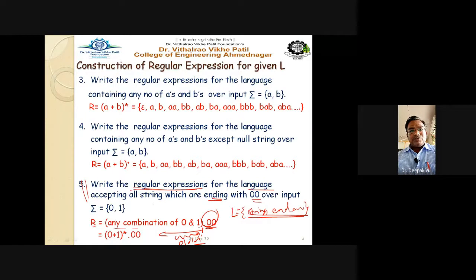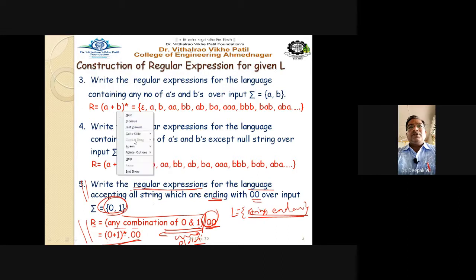So the regular expression: the end must be 00, but before this 00, I can have any combination of 0 and 1, because the inputs are 0 and 1. There may be any number of 0s and any number of 1s. Getting this point? That's why the regular expression is written in this format: (0+1)* dot 00. Right? So let us go to the next example.